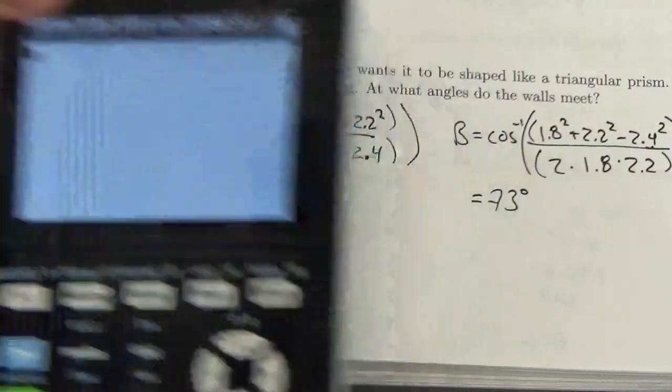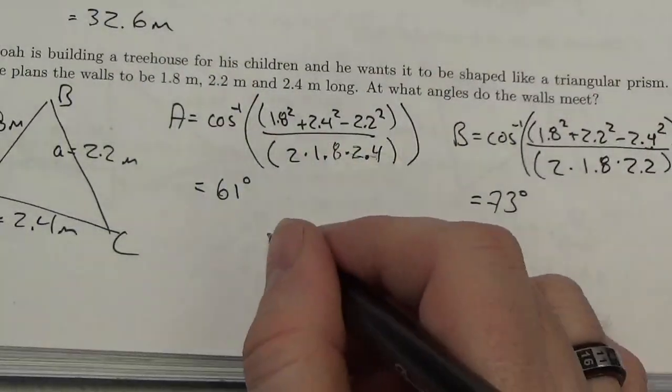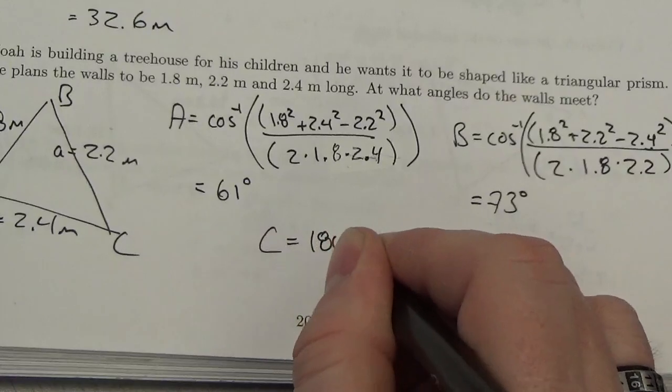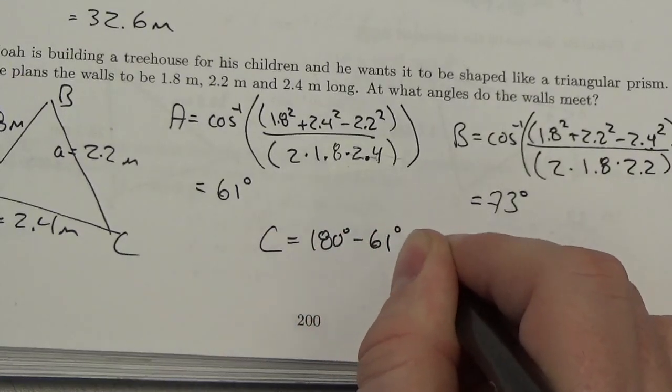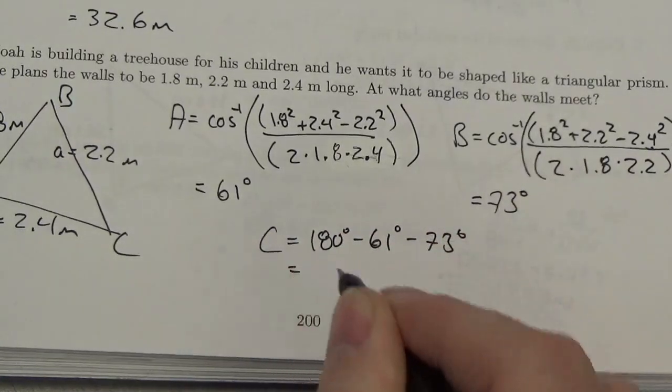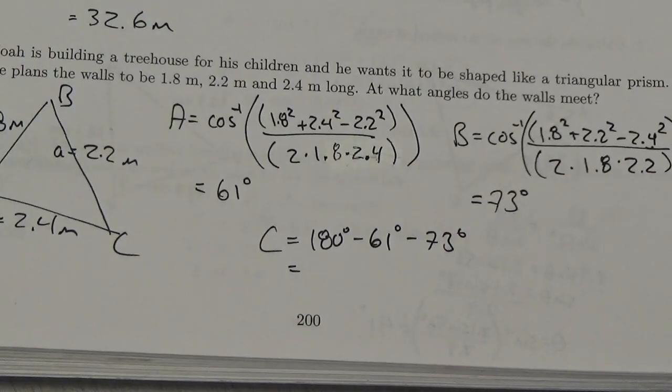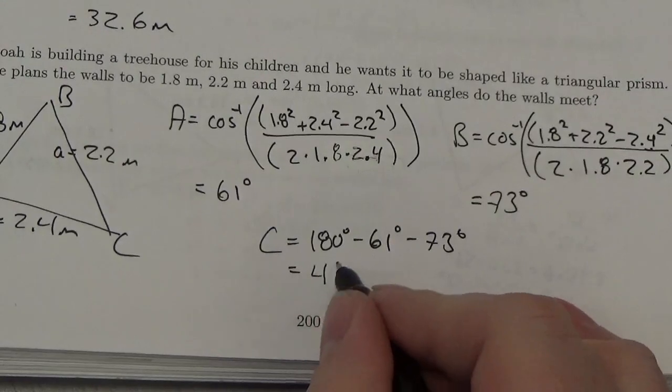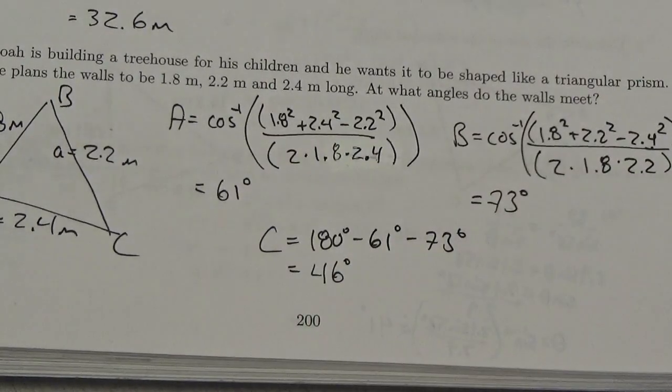Okay. Now, to get angle C, that final angle, all I'm going to do is subtract those two answers that I just got from 180 degrees. So 180 minus 61 minus 73, and we get that the angle at point C here is going to be 46 degrees.